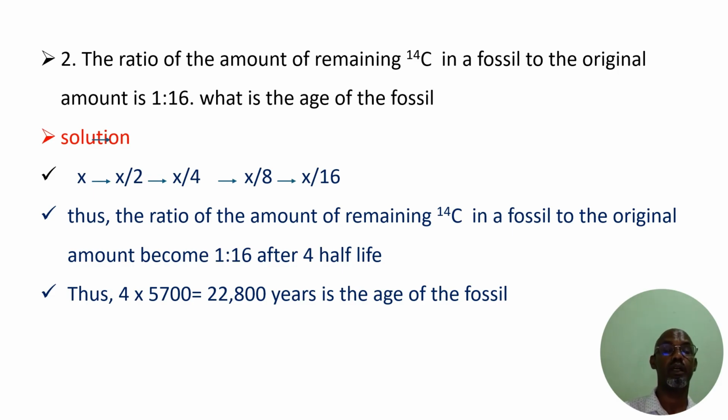Which means the ratio of carbon-14 in the fossil to the original is 1 to 16. This means it has undergone 4 half-lives. Count the half-lives: 1, 2, 3, 4. 4 half-lives have elapsed. Therefore, 4 times 5,700, that is 22,800 years, is the age of this fossil. It's very simple.